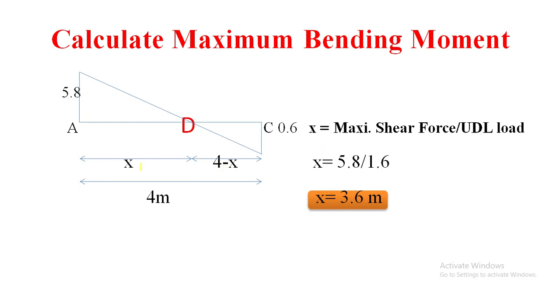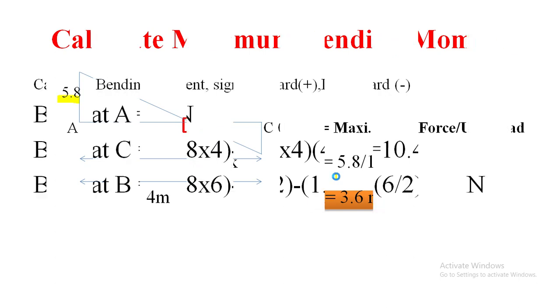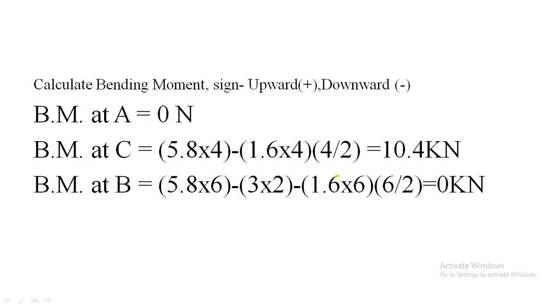For calculating X, the formula is maximum shear force divided by UDL load. Maximum value is always positive, so consider 5.8, and the UDL load is 1.6. So X is equal to 3.6 meter, which means the distance A to D is 3.6 meter. So the next step is to calculate the values of bending moment.